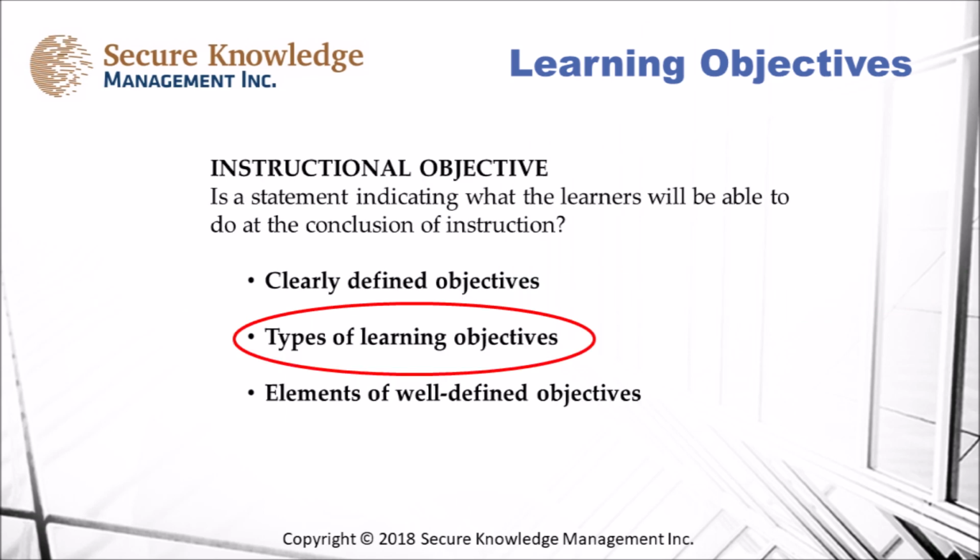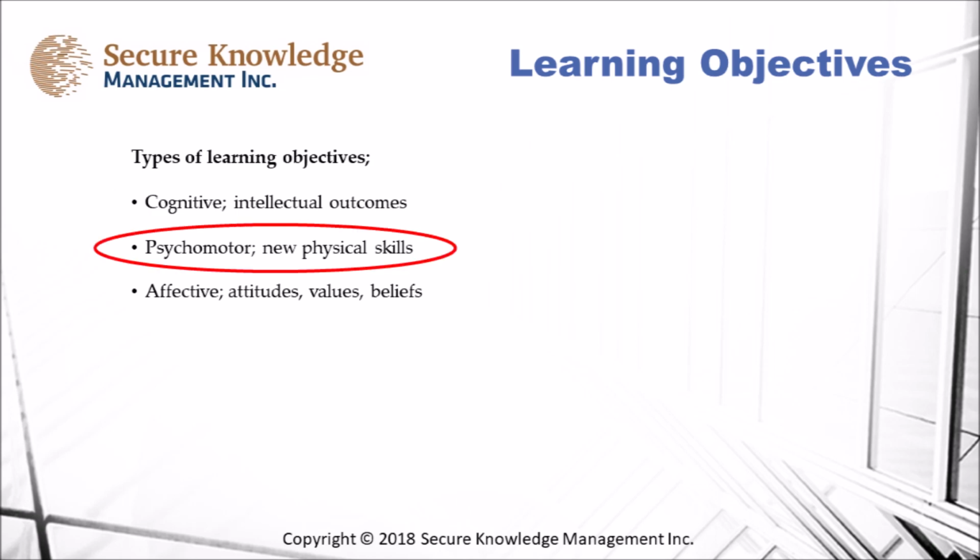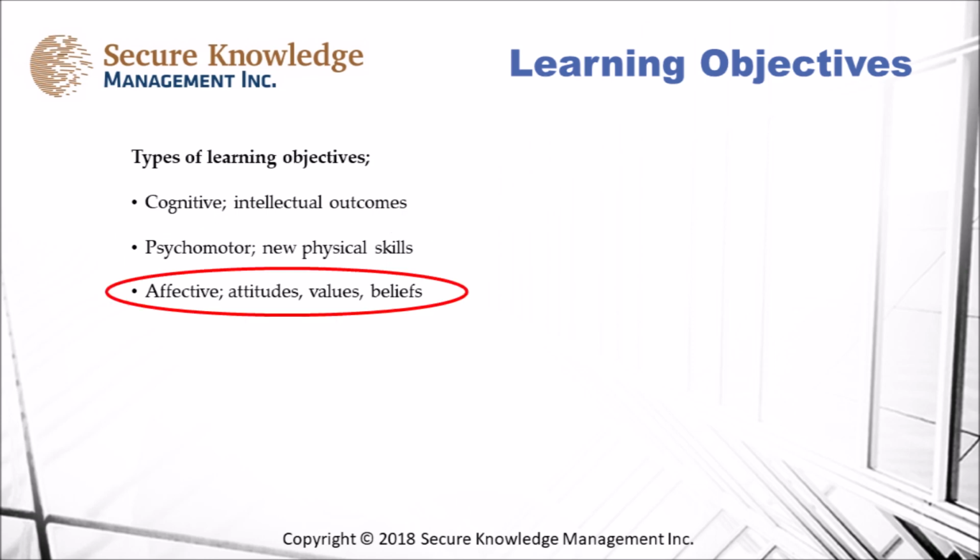There are 3 different types of learning. The first type of learning objective involves cognitive or intellectual outcomes, where the student picks up new knowledge. The second type involves psychomotor, where the student picks up new physical skills. The third type is called affective, where the student picks up new attitudes, values, or beliefs.